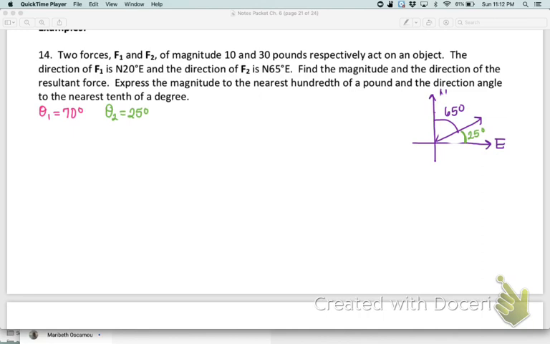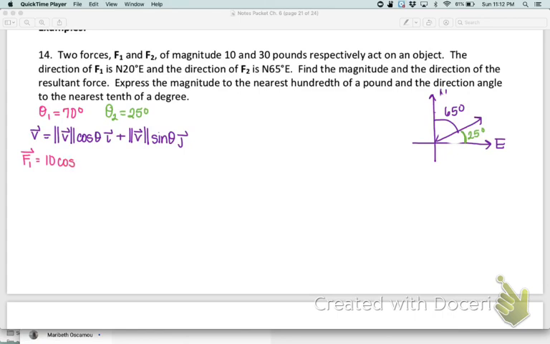Okay. So now, using what we know from the previous video, any vector v is going to be equal to the magnitude times the cosine of theta times i, plus the magnitude times the sine of theta times j. That's how we're going to get our position vector. So we need to do that for F1 and for F2. Let's start with F1.